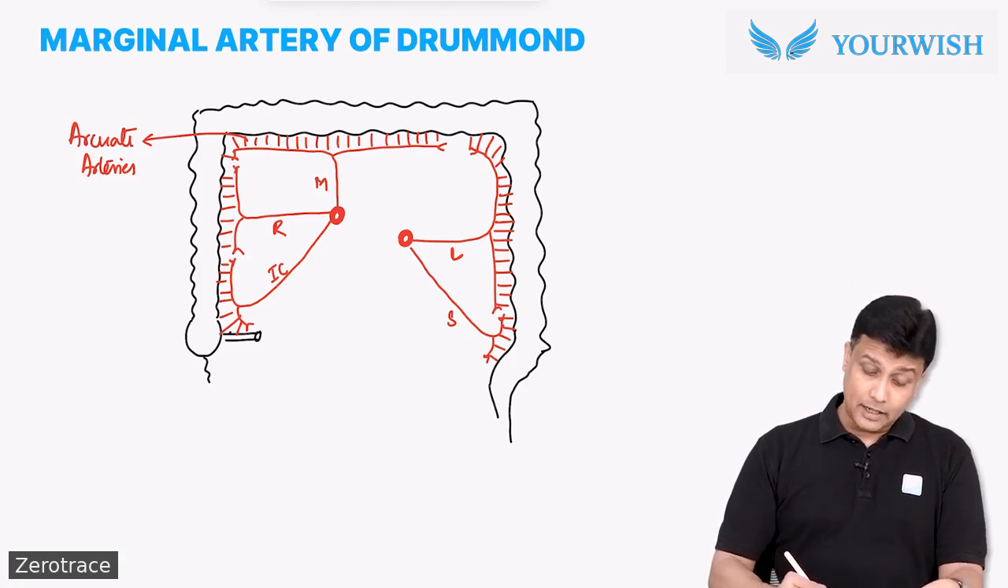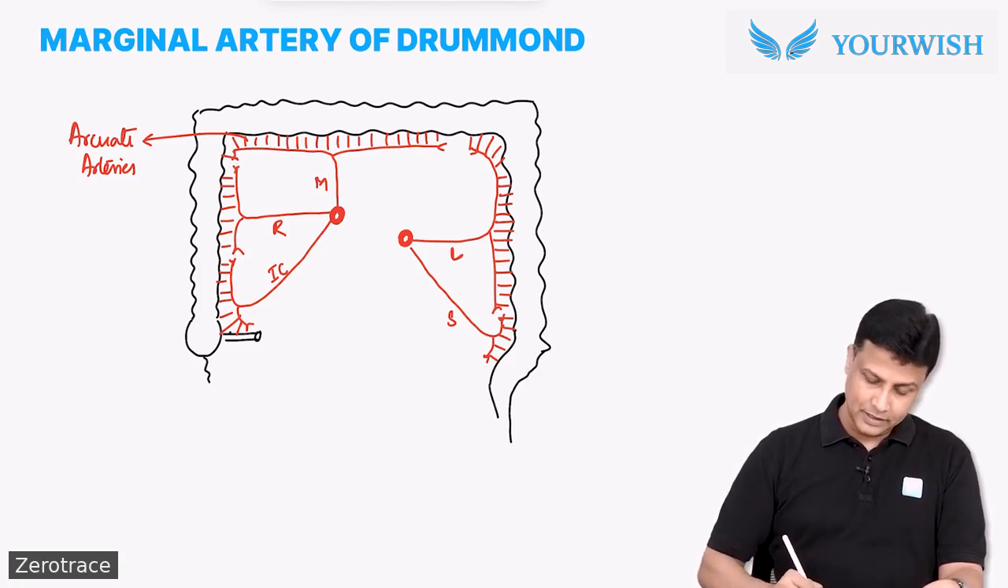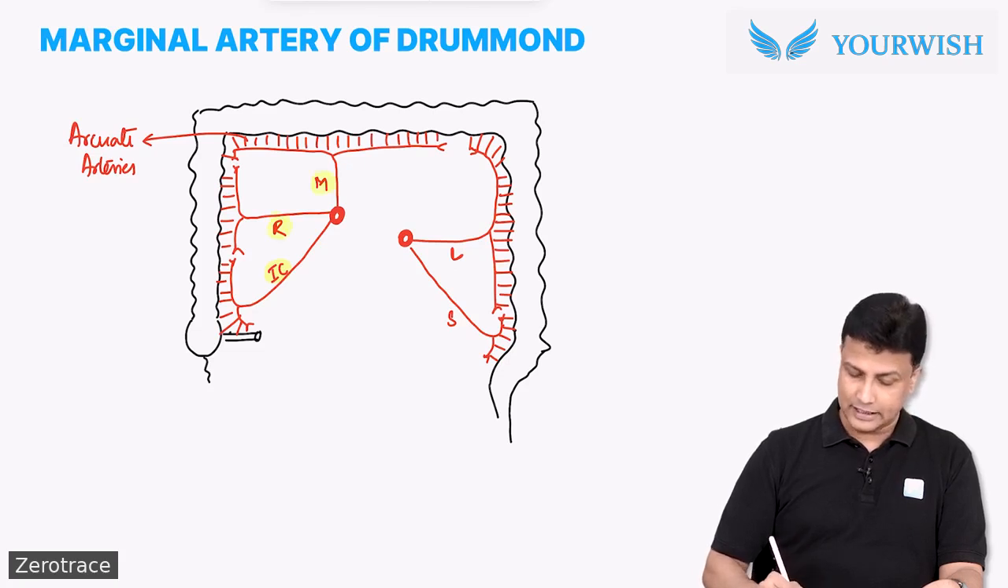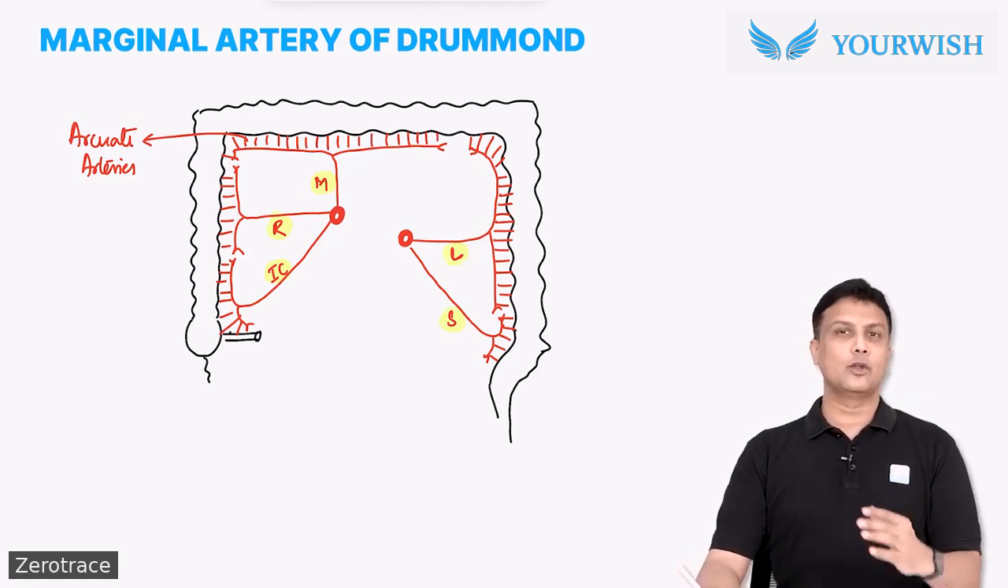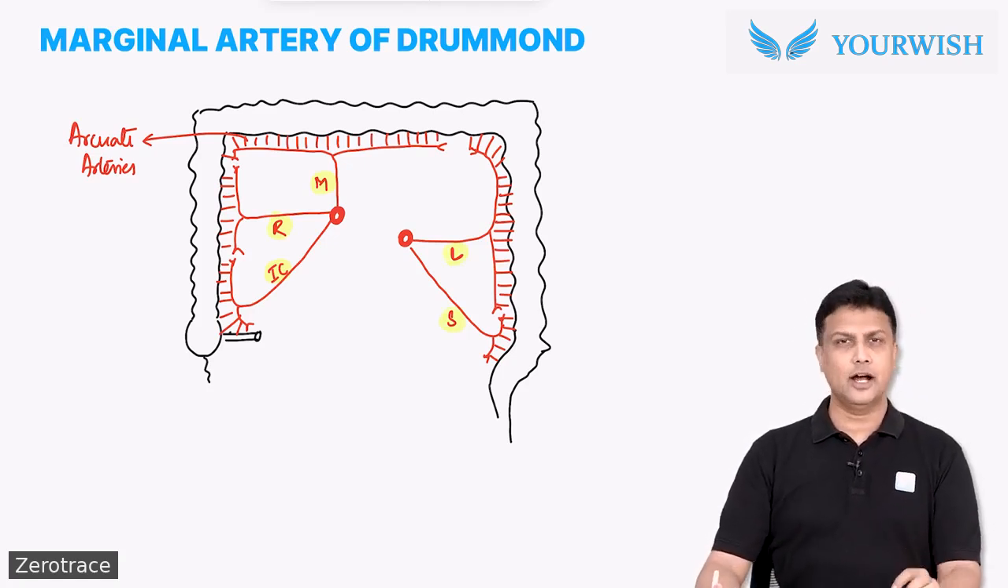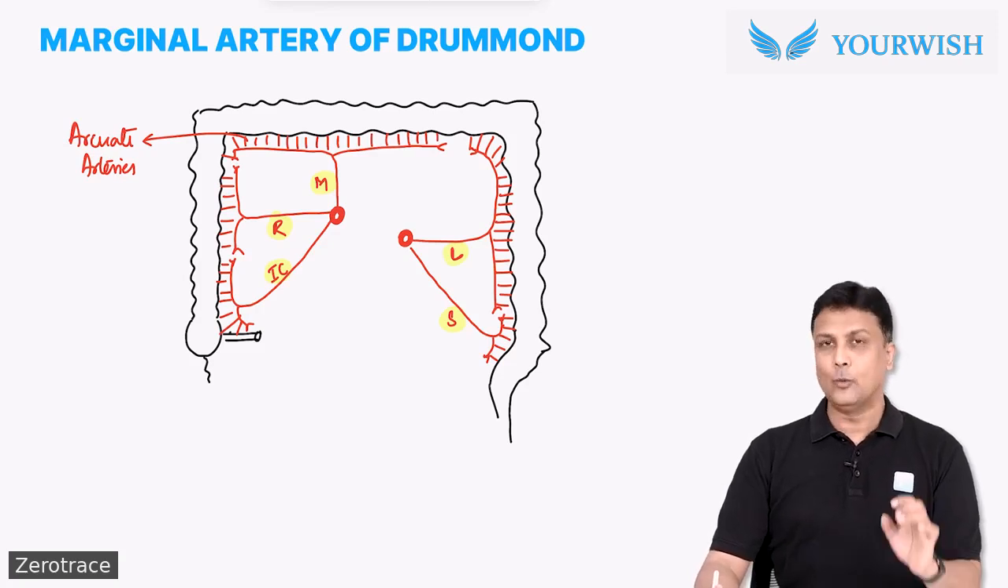So by the way, marginal artery of Drummond is formed by which arteries here? Let us just try to recall what are the arteries forming the marginal artery of Drummond. Number one, ileocolic artery, then the right colic artery, then middle colic artery, the left colic artery, as well as the sigmoidal artery. So all these arteries are the ones which are going to form the marginal artery of Drummond. Now I'll tell you one problem here.